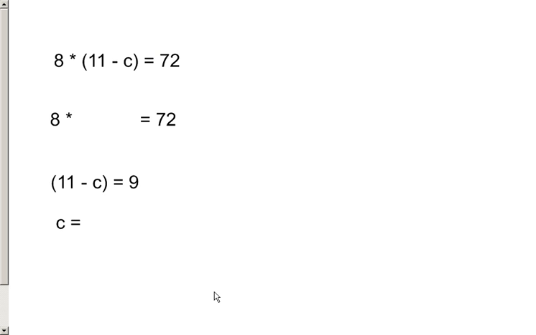11 minus what equals 9? Now I can figure out what c is just by covering up one part of the problem early on. C will equal 2 because 11 minus 2 equals 9. So we learned two methods, a trial and error and a cover-up method in today's lesson. And when we are working all together, we'll look at the mathematical solutions to open sentences.